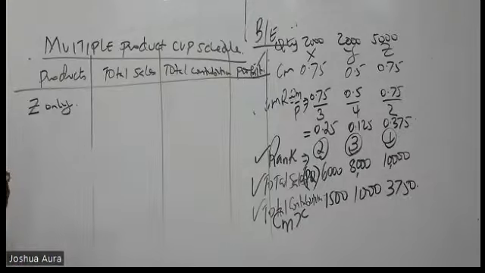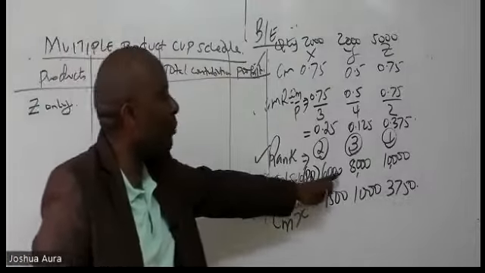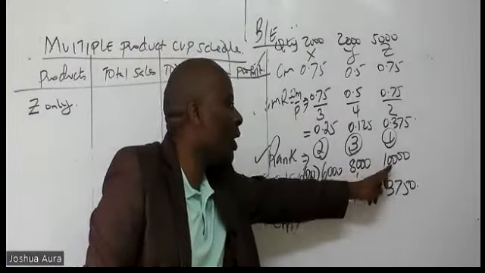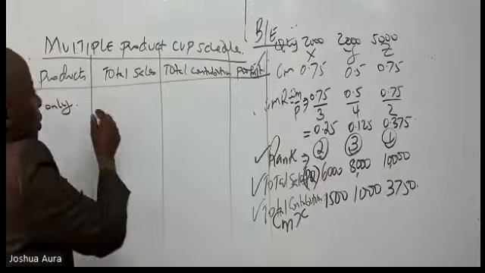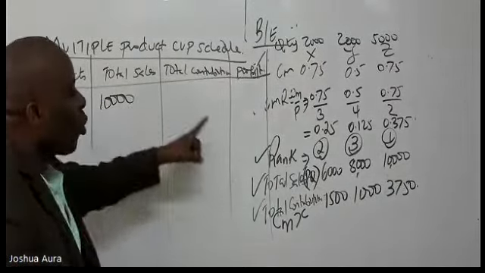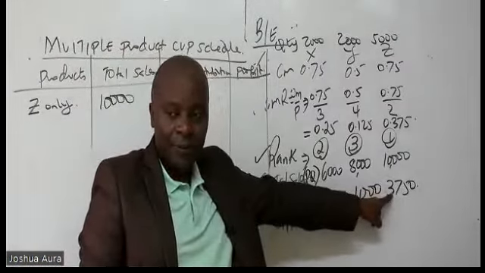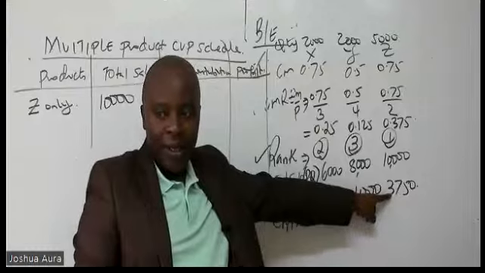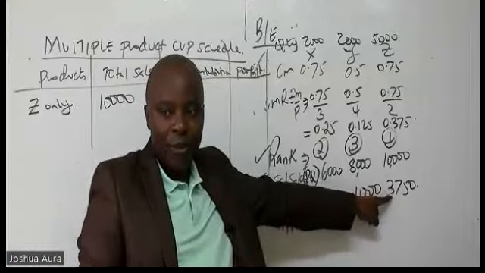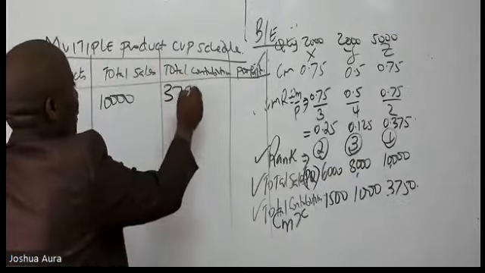If we produce Z only, what will be our total sales? The best ranked product, if it is produced only, it will give us 10,000 Kenya shillings. If we produce Z only, the total contribution that we shall get from Z only is 3,750.